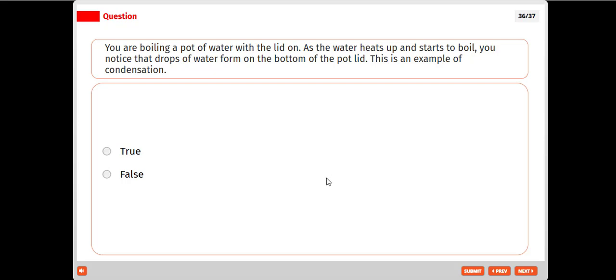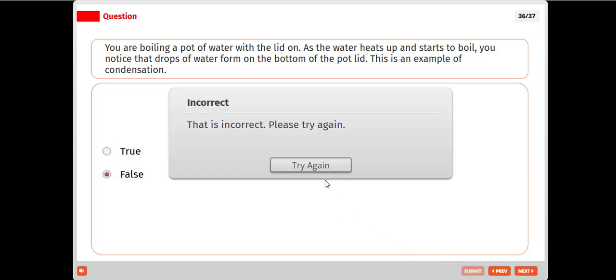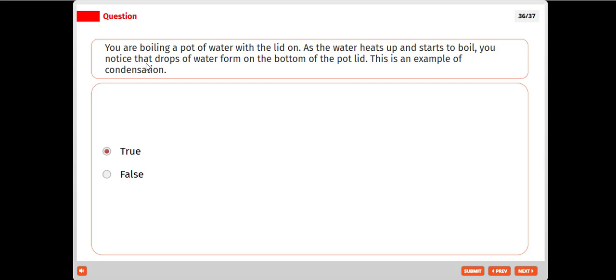You are boiling a pot of water with the lid on. As the water heats up and starts to boil, you notice that drops of water form on the bottom of the pot lid. This is an example of condensation.